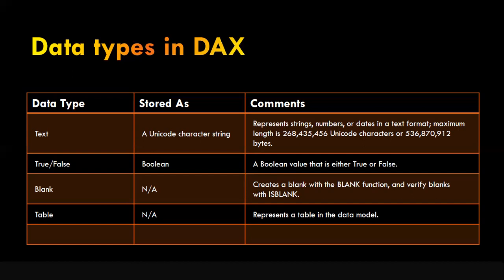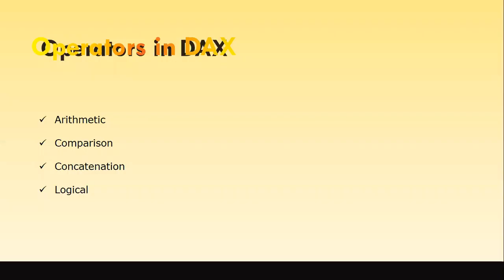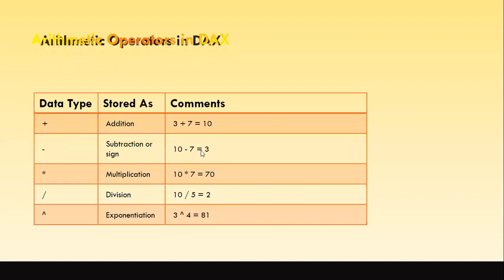So all right, the next one is operators. What are the operators that are available? It is the same as in other programming languages. Okay, arithmetic, comparison, concatenation, logical. The addition, subtraction, multiplication, division, and exponentiation. For example, if you want to square the value 3, you use 3 caret 2, raised to the power 2. So that will give you 9, right? So 3 to the power 4 is 81.